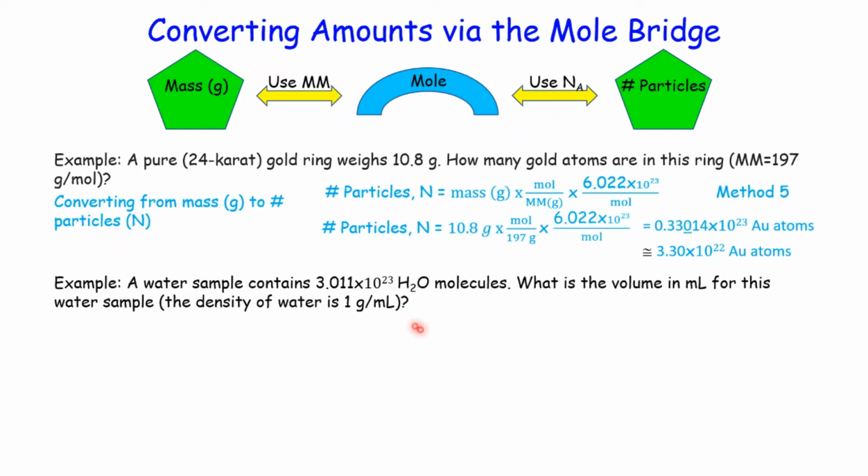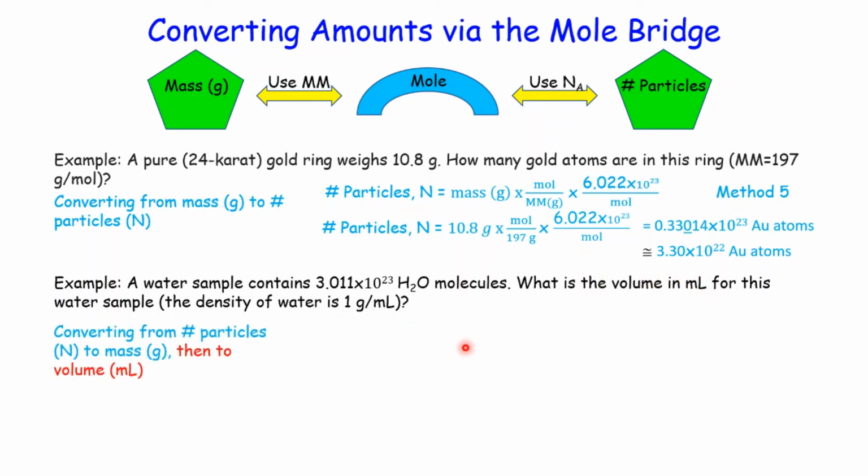Another one. This time we know the number of particles, and now we need to find out the volume of this water sample. Volume, come on, there's no volume here. But think about it, you have to use the density of water. Okay, the volume is linked with mass. So therefore, actually first we have to convert from particles to mass. All right, and that calculation should be already 2-step. And then once we have the mass, we can use density to convert that to the volume.